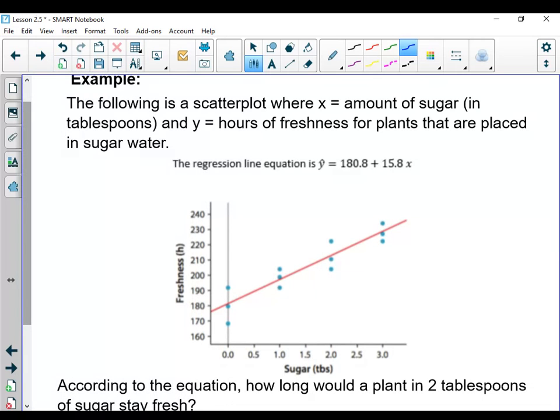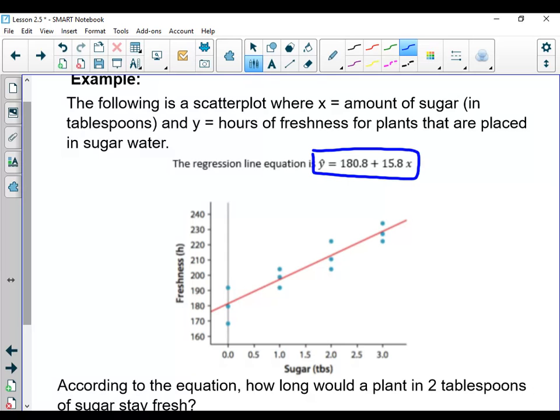But here's a scatter plot. And I pulled this example from the book, but they talked about if you put a certain amount of sugar into the water of a plant, they wanted to see how long that increased the freshness of that plant. So they looked at the amount of sugar here on the x-axis, the length of freshness on the y-axis. But after they crunched through their data, they found out, well, this is my regression equation. Y hat equals 180.8 plus 15.8x.